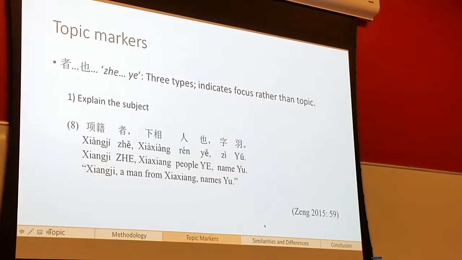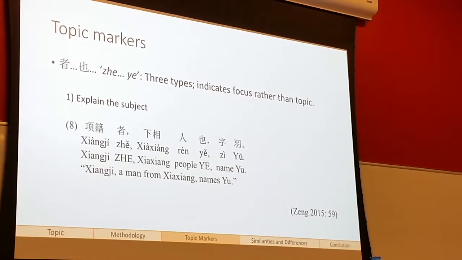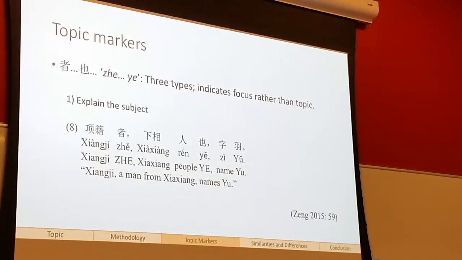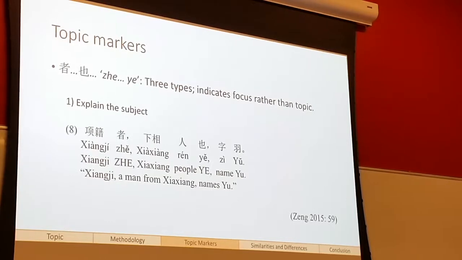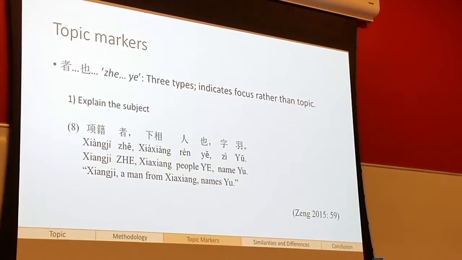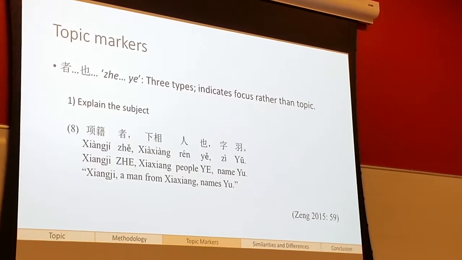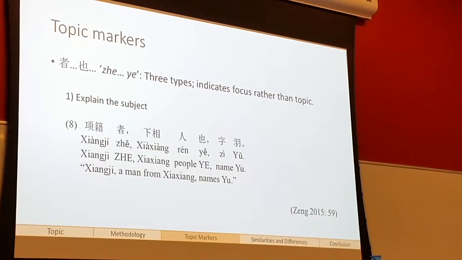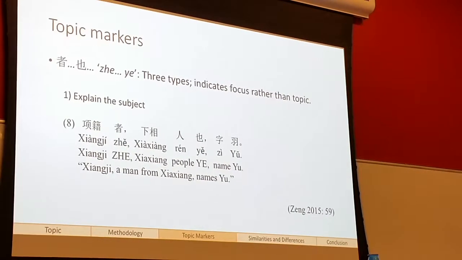Okay, so the second topic markers in Chinese is 哲也. There are 3 types of 哲也, and I might say that 哲也 indicates focus more than topic after I already submitted my dissertation. The first function of 哲也 is to explain the subject. Like example 8 shows 向极者下象人也自语. So it is introducing a newly appeared person in the context, inclined to be focused in the text. So you remember, just now we discussed that focus is the new information, but topic is kind of like old information. So that's why I'm indicating that 哲也 is introducing focus more than topic. And we are going to see more examples.